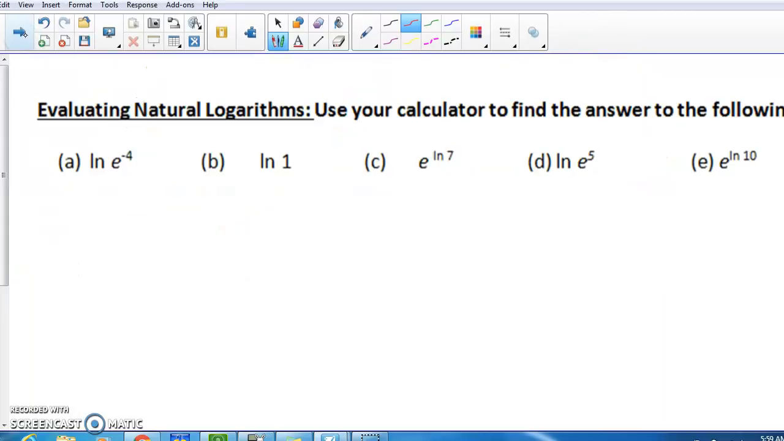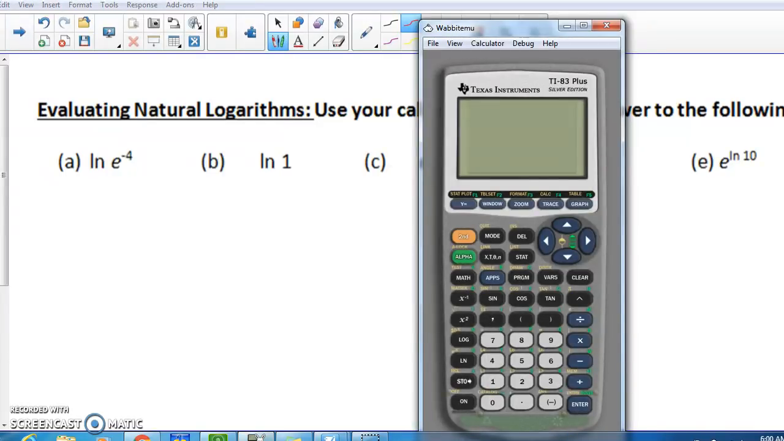Okay, so it says evaluate natural logs. Use your calculator to find the answer. These are pretty straightforward, cut and dry. So you go to your calculator for the first one. ln e to the negative 4. Okay, so you hit that ln button next to the 4.